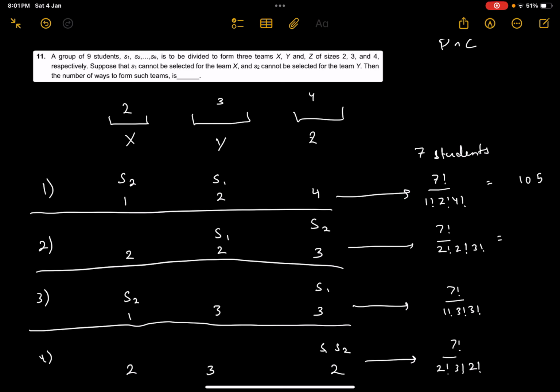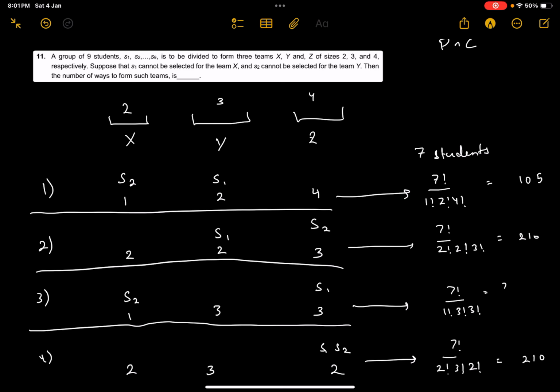This is 7 into 6 into 5. 3 factorial is left, it goes away. 2 factorial gets cancelled with the 4 which would have come. So this is 210. This is also 210.